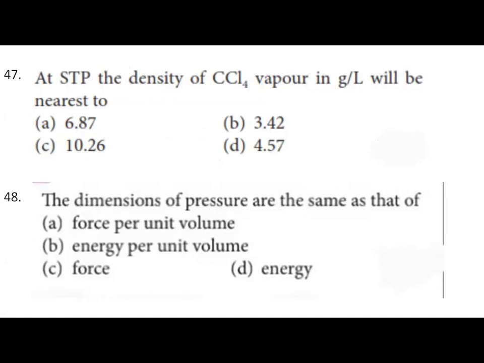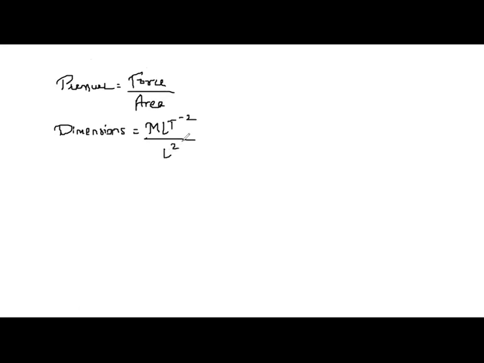The dimensions of pressure are the same as that of which quantity? I guess we have discussed this question, right? So what is pressure? Pressure is force by area. So what are the dimensions? This you have studied in physics also. Dimensions of force: mass times length per time square. Then area is L square. So this I can write as M L raised to minus 1 T raised to minus 2, per length per time square.